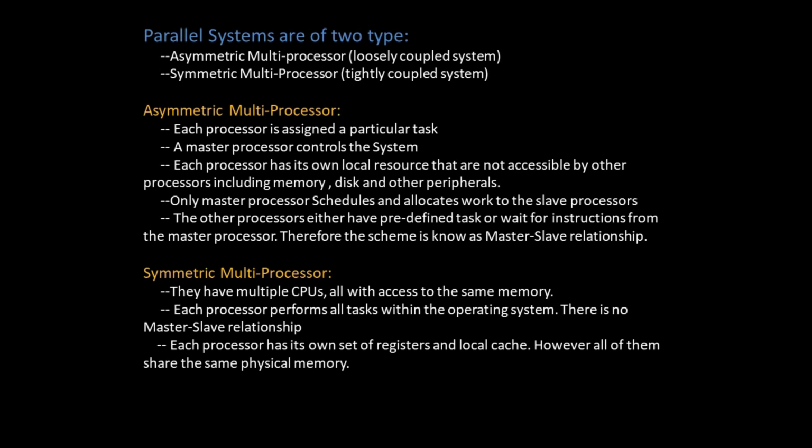The next type of parallel system is the symmetric multiprocessor. In a symmetric multiprocessor, they have multiple CPUs, all with access to the same memory. Another characteristic is each processor performs all tasks within the operating system. There is no master-slave relationship. Also, in a symmetric multiprocessor, each processor has its own set of registers and local cache. However, all of them share the same physical memory.